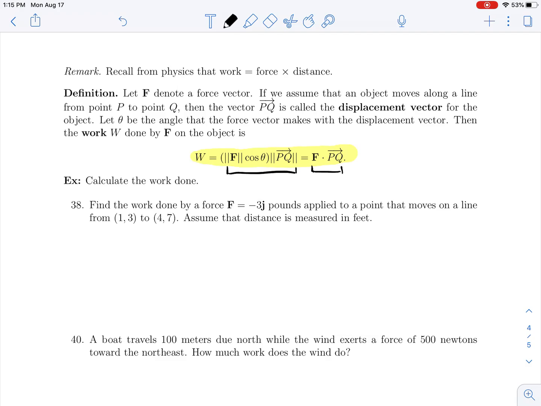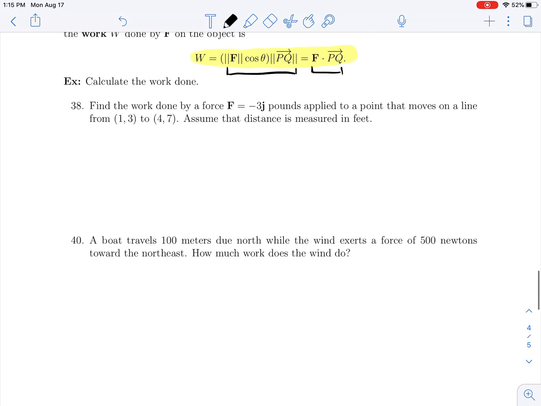So these are equal. These are all representing work, and you can pick which rendition of work you want to use. If you're given your vectors in component form, then the dot product setup is going to be better for you. If you're given more the magnitudes and angles, then the middle equation is what's going to work. So you'll have to decide which one works on a case-by-case basis. So let's do two examples to finish out this lesson.